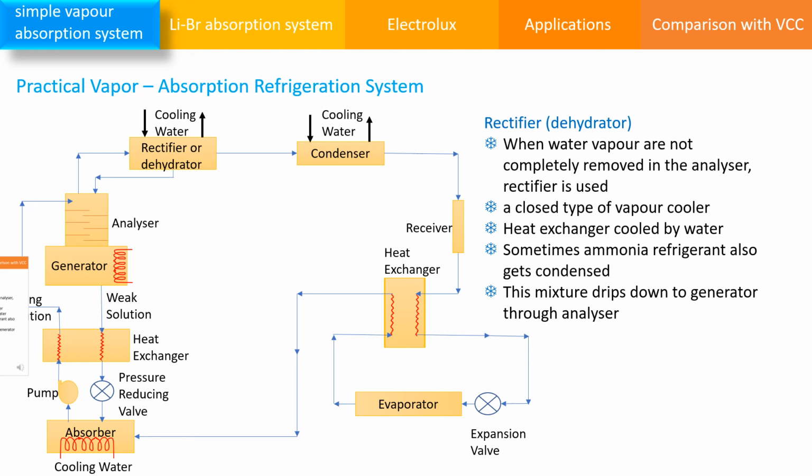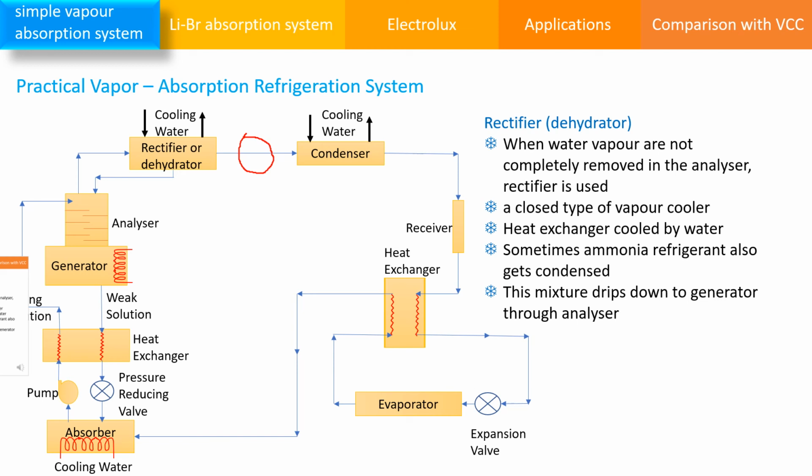So both the rectifier and the analyzer together ensure that the condenser input is only high pressure ammonia vapor and there is no water vapor present in it. Water causes freezing inside the evaporator if it passes beyond the condenser. So that creates a problem for the whole system. Therefore, both the rectifier and the analyzer, also called dehydrators, are used.